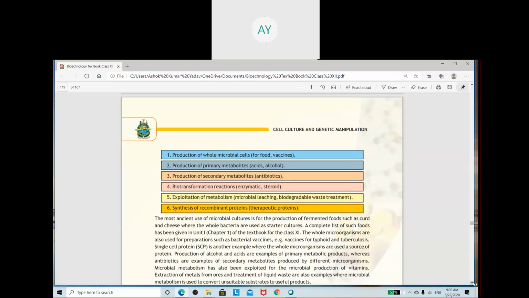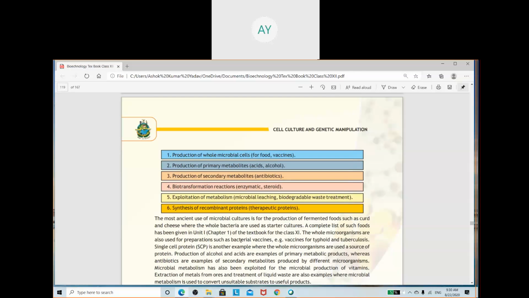So you know the disease typhoid. Typhoid is caused by Salmonella typhi. And second, tetanus, Clostridium tetani. So that is the bacteria. And again, tuberculosis, Mycobacterium tuberculosis. So these are different types of disease caused by bacteria, and we are able to produce different types of vaccine. You know, this is given in your book.